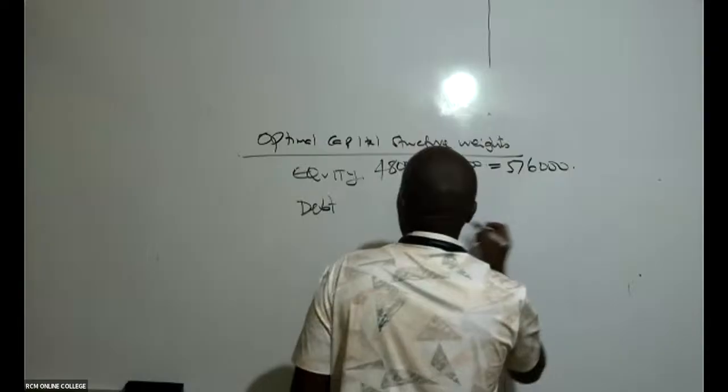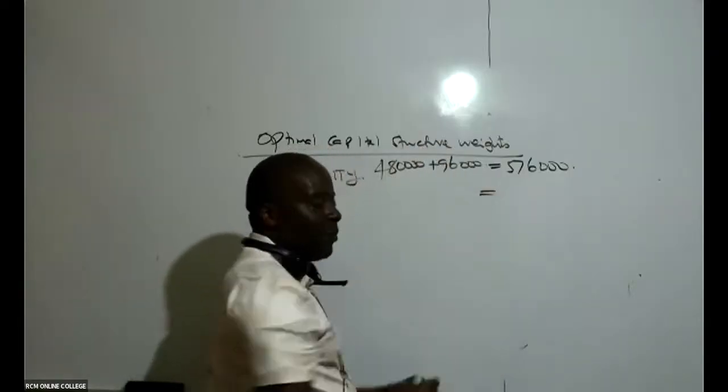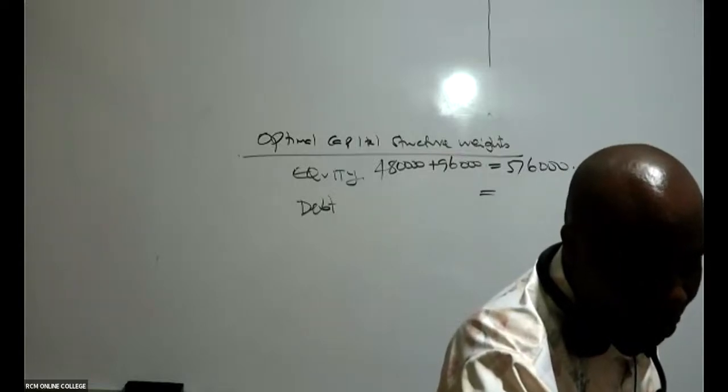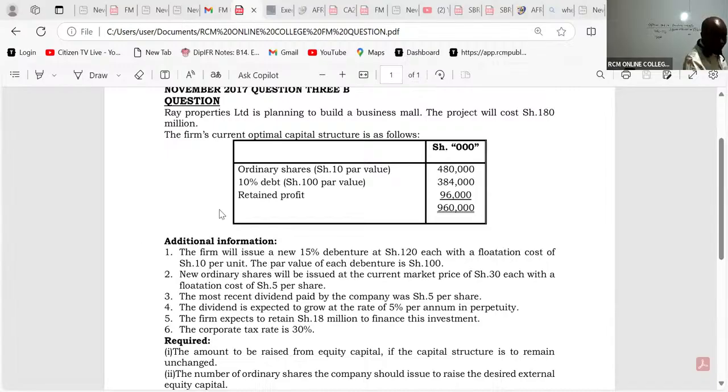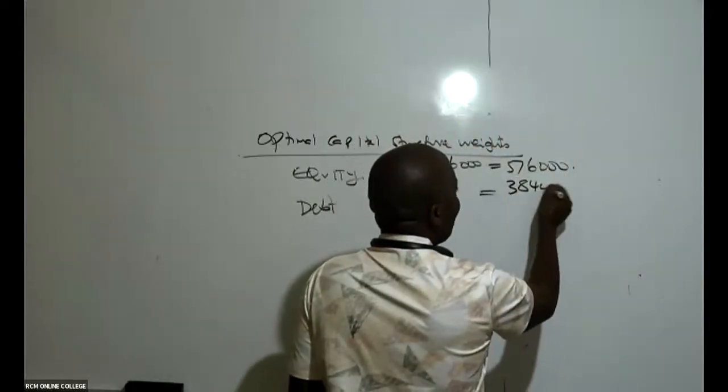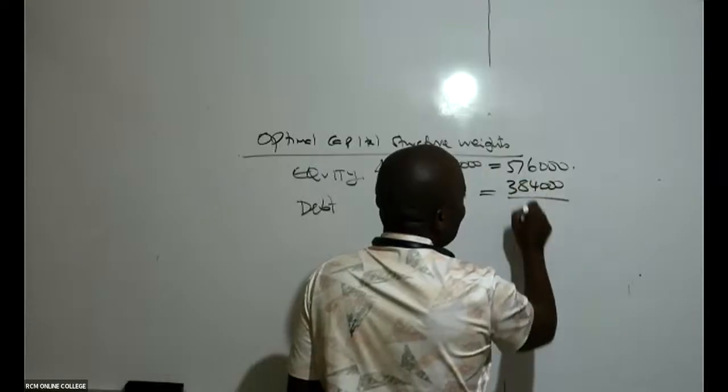And then we have our debt. Is there somebody who is able to see the debt amount? What do we have here? The debt amount, ladies and gentlemen, is 384,000. So then in this case, are you able to give me this total figure here?